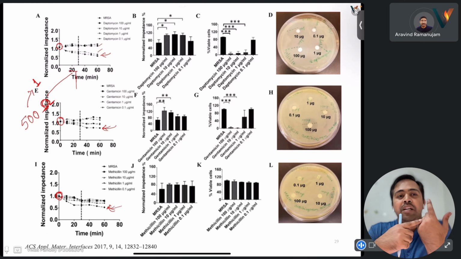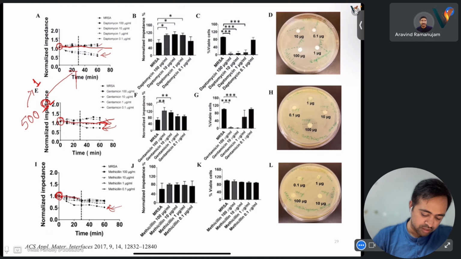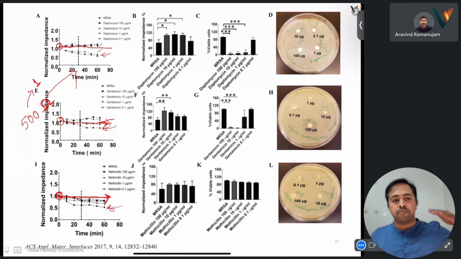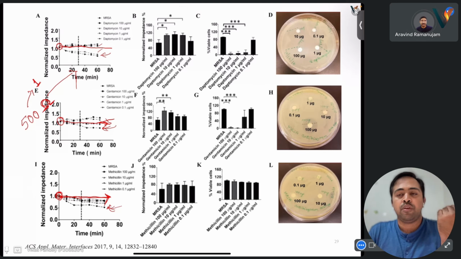Sometimes you might think it should be straight, like this should be the limit, but actually this is the center point. This is the base point, the normal value. If nothing was changing, it should have remained a straight line at this point. So in some cases, the impedance is increasing beyond this point.